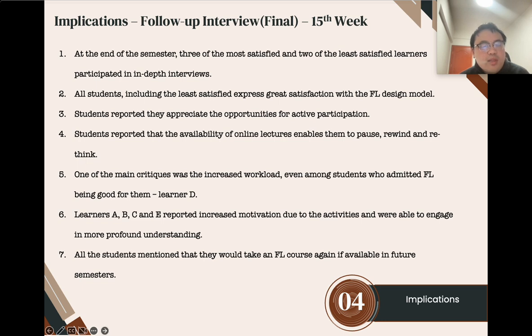Students reported that they appreciate the opportunities for active participation. They reported that the availability of online lectures helped them to pause, rewind, and rethink. The only main critique was that there is an increased workload even among those who feel that FL is being good for them, like for learner D.